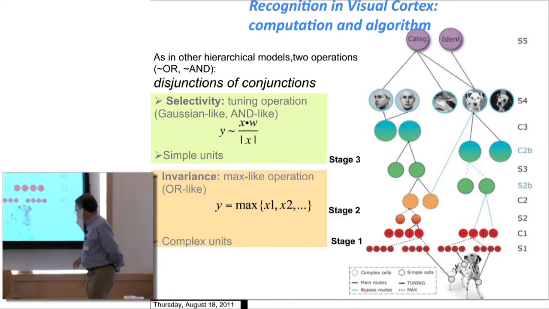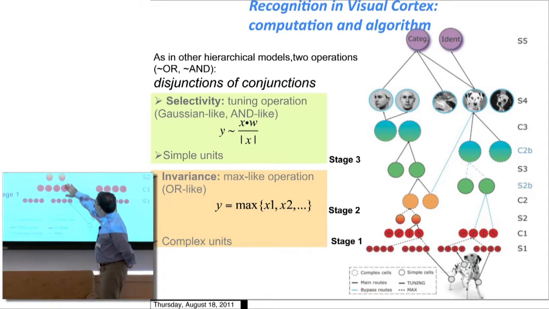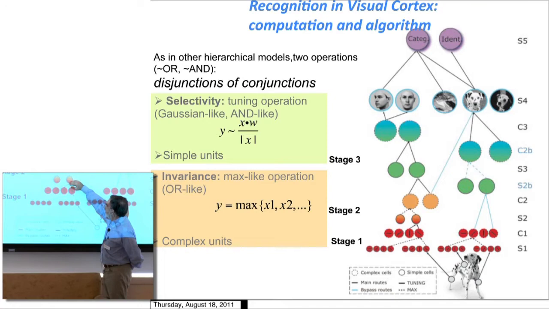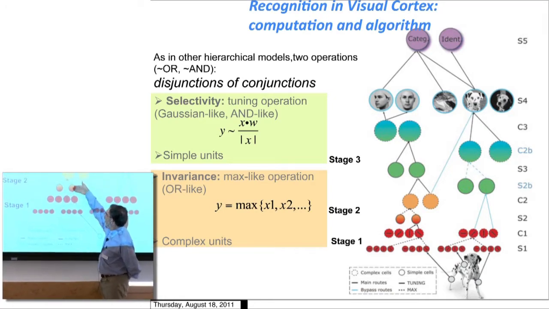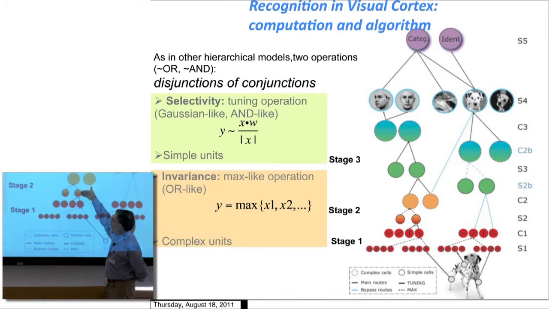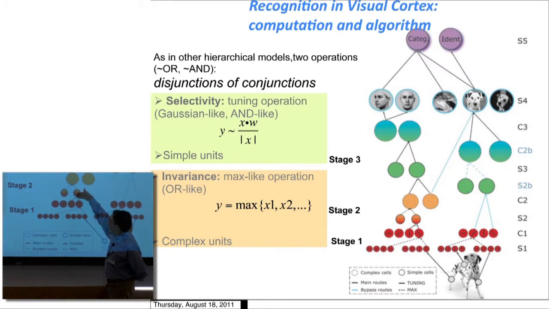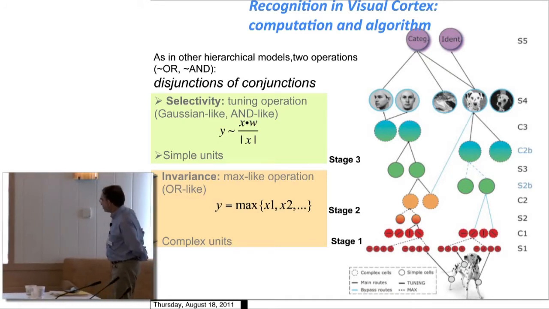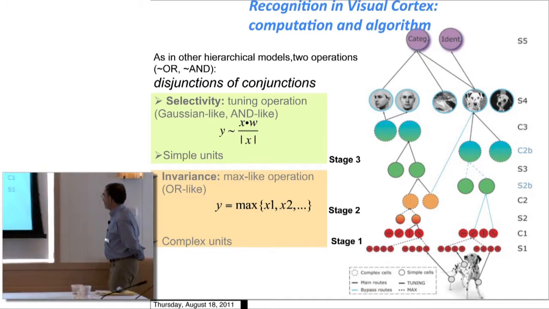And then there are more complex features at this level. In the present implementation of the model, these are learned by just random sampling of patches of natural images. So they're essentially the activity that a patch of natural image would elicit here, and this is coded in the synapses. So this is unsupervised.